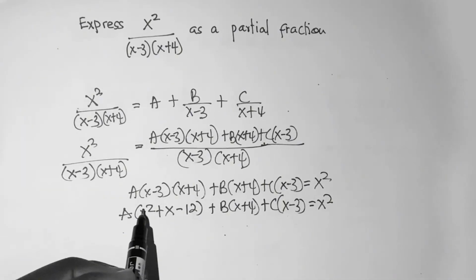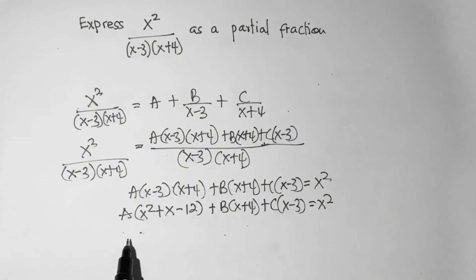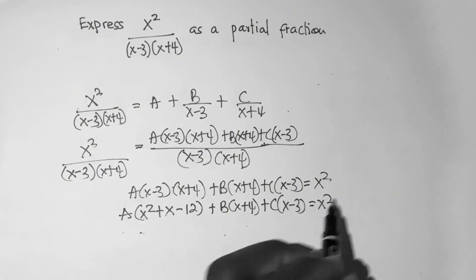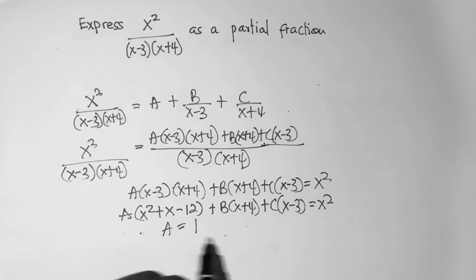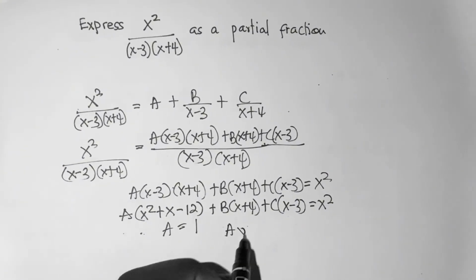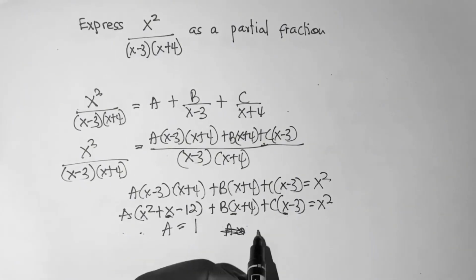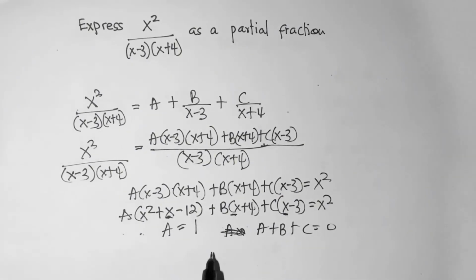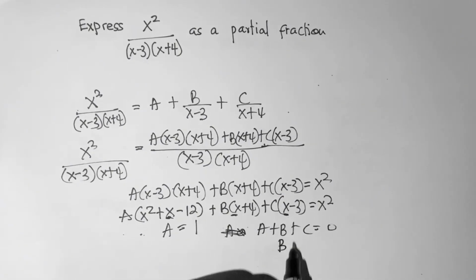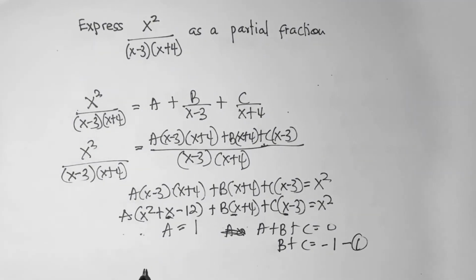So here's x squared. So A x squared, there's no other x squared anywhere. So the coefficient of x squared here is 1. So therefore A is equal to 1. Then now we have Ax, there's an x here, there's an x here, and then there's an x here. So therefore A plus B plus C is equal to 0. But we know that A is equal to 1. So this implies that B plus C is equal to minus 1. So this is our equation 1.